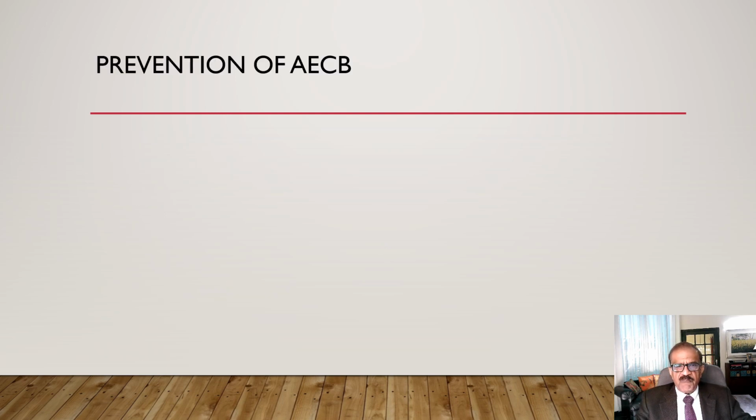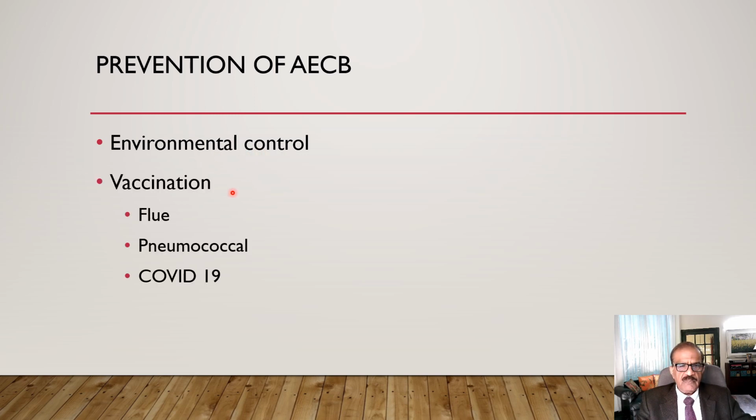Now, how do we prevent acute exacerbation? I said the commonest reason for admission of these patients is acute exacerbations. And how can we prevent acute exacerbation? First of all, environmental control. These patients should be advised to avoid the environmental factors, which also includes cessation of smoking, avoidance of pollution, bad air, smoke, dust, cold wind. I think this should be avoided.